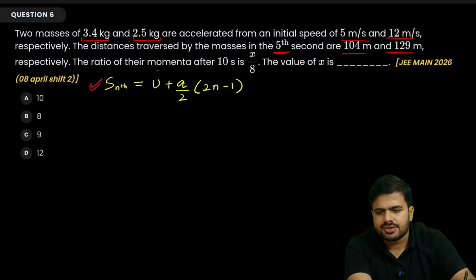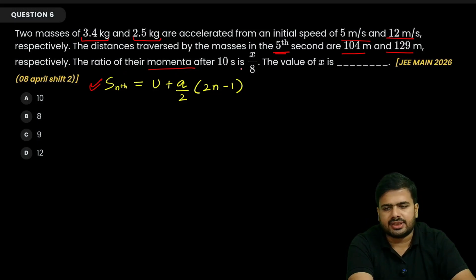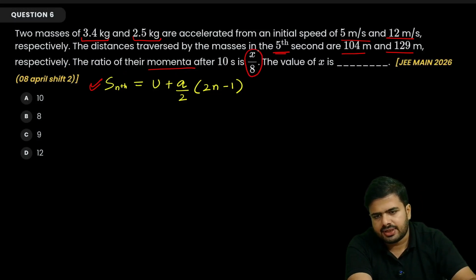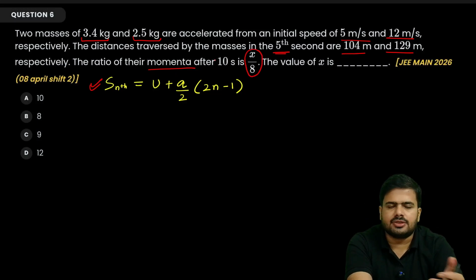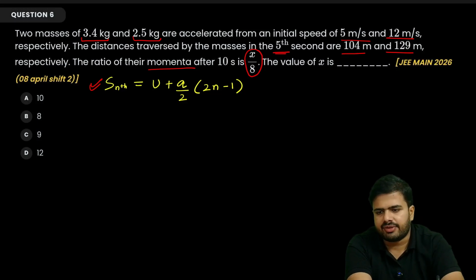We have to find the ratio of the momenta after 10 seconds. They have also mentioned that ratio as x by 8. So let's first find it out, then we will set it according to the x by 8 form, then we can see how much the value of x comes to.